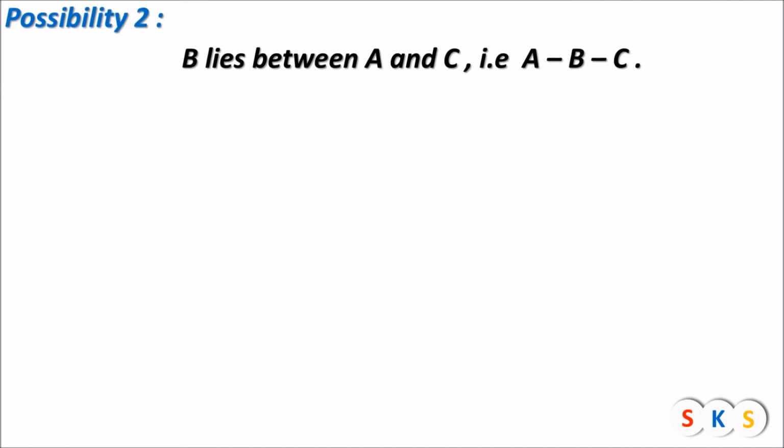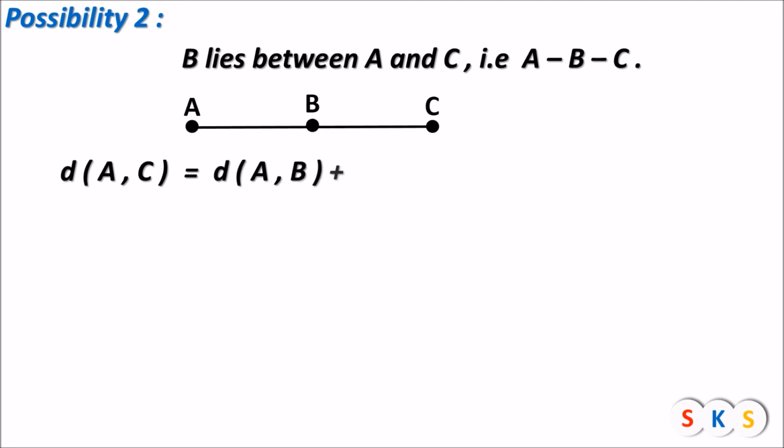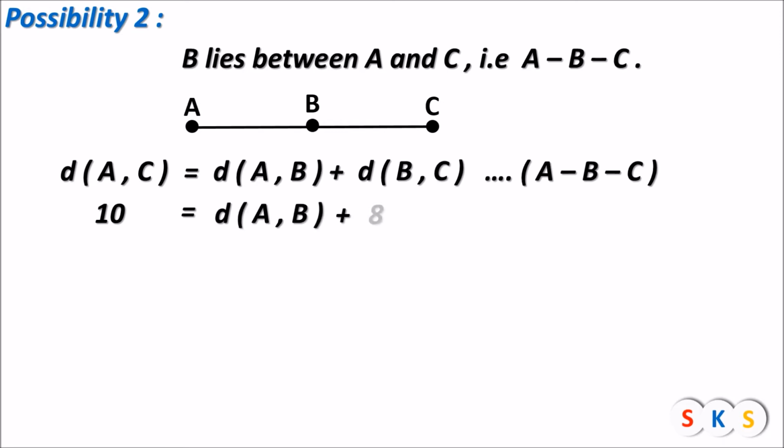Now here we have the possibility number 2. When B lies between A and C, that means A-B-C. Now in this case, distance AB plus distance BC equals distance AC. So distance AC equals distance AB plus distance BC, since B is between A and C. Now we'll substitute distance AC as 10 and distance BC as 8.